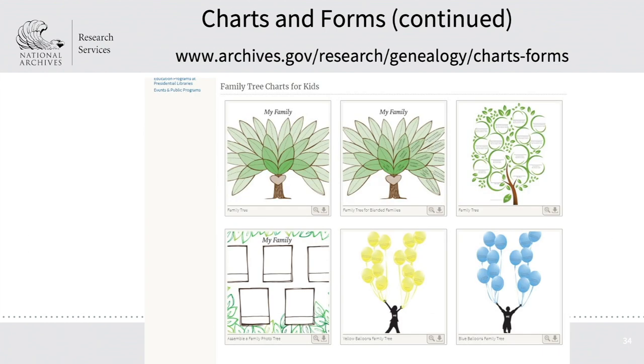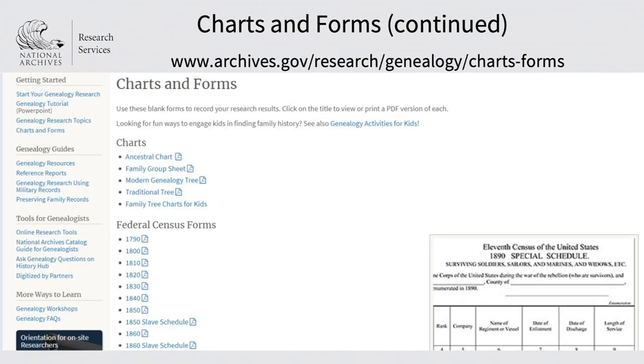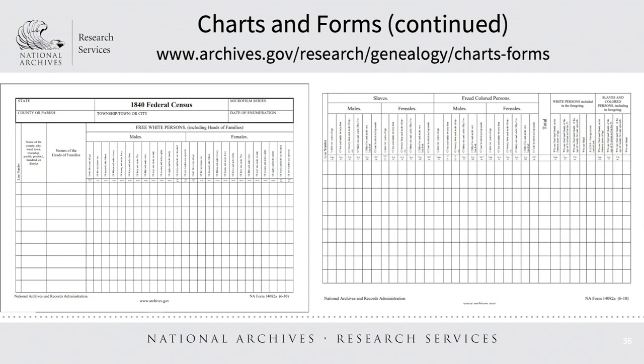And if we go to the family tree charts, this is on the Family Tree Charts for Kids page. There's even a tree for blended families available here. And further down on the charts and forms page, you'll see links to blank templates that you can fill in for each of the census years, including the special schedules and non-population schedules. For example, here's the template form for the 1840 census.